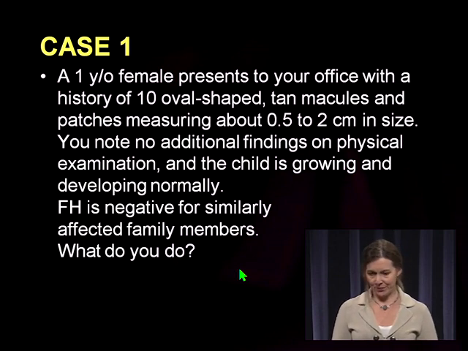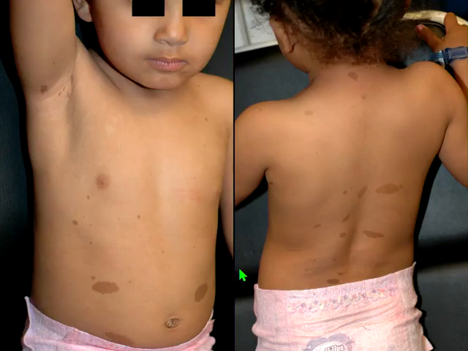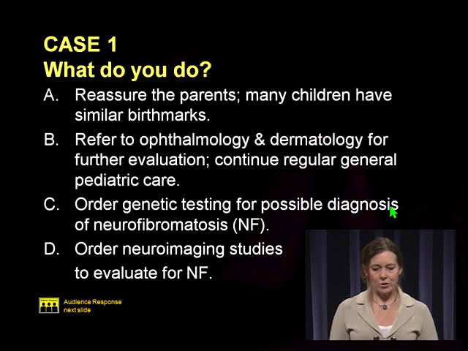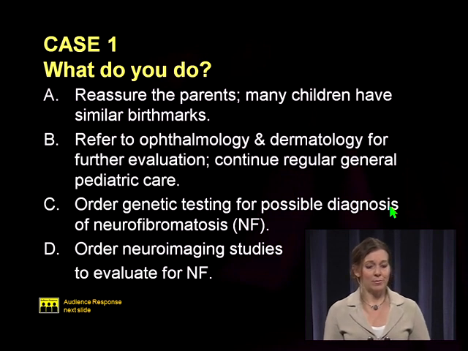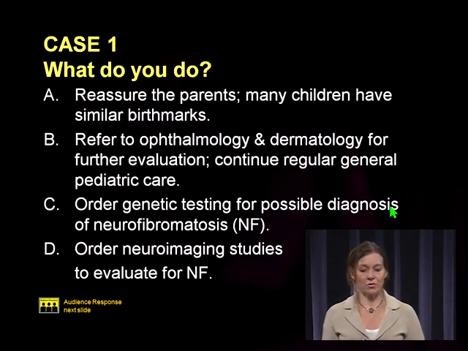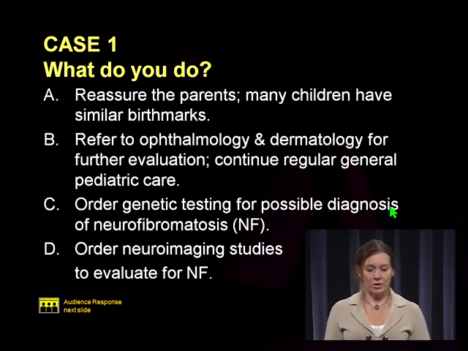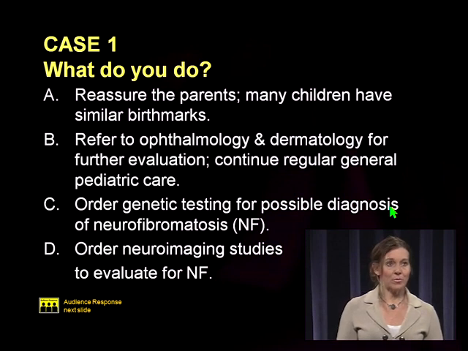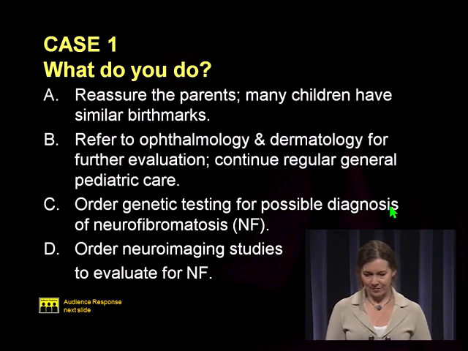What do you do? So here is the child, and you can see these multiple tan to light brown patches of variable size here, most prominent on the trunk. So you're seeing this patient deciding how to work them up. Do you A, reassure the parents that many children have similar birthmarks? B, refer to ophthalmology and dermatology for further evaluation and continue your regular general pediatric care? C, order genetic testing for possible diagnosis of neurofibromatosis? Or D, order neuroimaging studies to evaluate for NF?